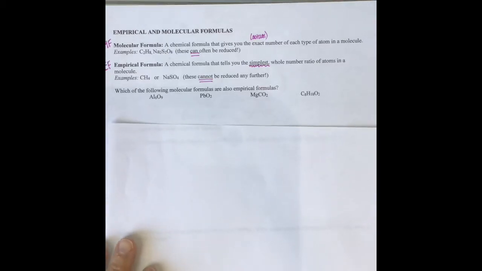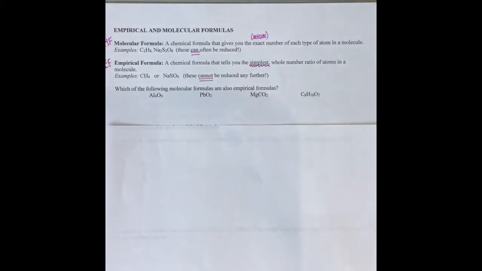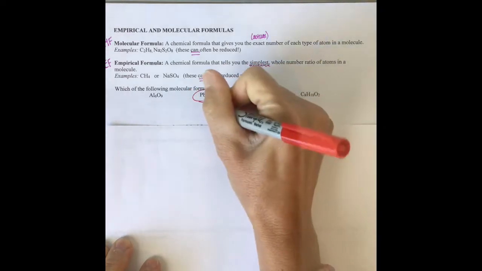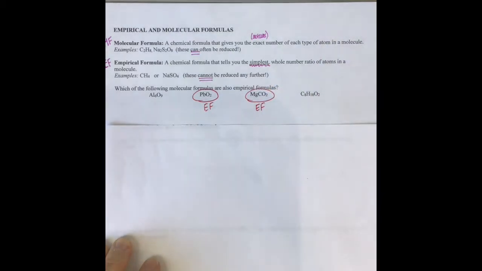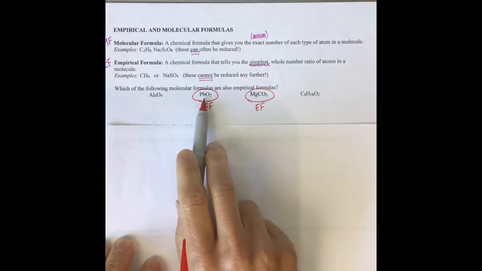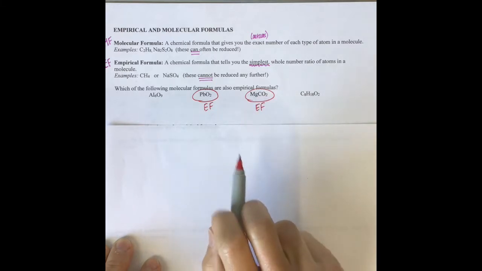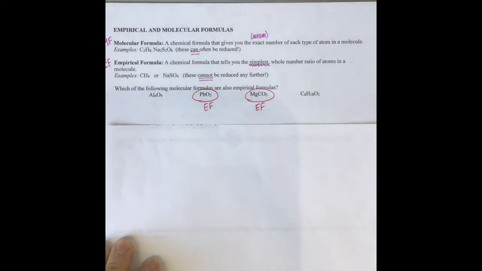What I would like you to do in this next section is to look at these formulas and tell me which one of these molecular formulas are also empirical formulas. So what I'm asking is which ones cannot be reduced any further. Go ahead and circle the ones that you think would be empirical formulas. You should circle these middle two. If you look at the subscripts, you cannot reduce PbO2 any further, and you cannot reduce MgCO2. These other ones can be reduced. So these middle two are labeled empirical formulas.